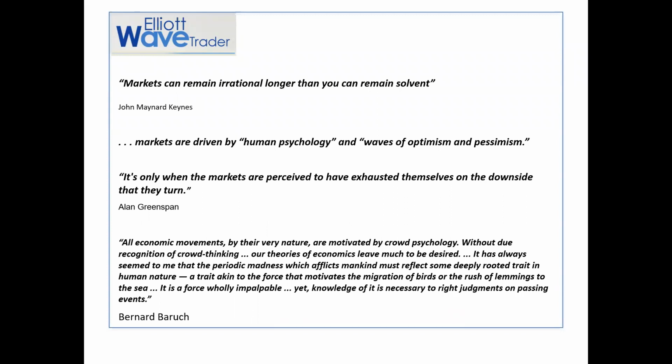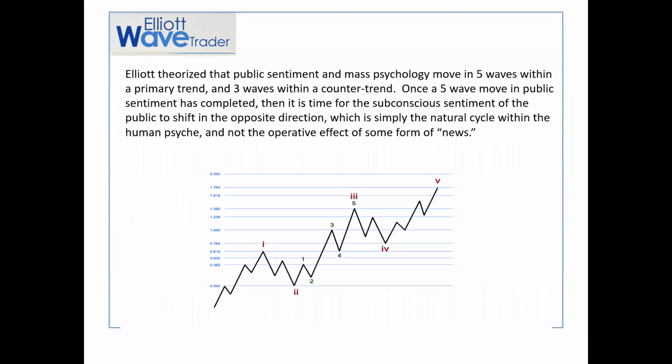Now, the full theoretical basis for what we now apply as the Elliott Wave principle had been fully developed and publicized at that point. Elliott theorized that public sentiment and mass psychology move in 5 waves within a primary trend and 3 waves within a counter trend. Once a 5-wave move in public sentiment has completed, then it's time for the subconscious sentiment of the public to shift in the opposite direction, which is simply the natural cycle within the human psyche and not the operative effect of some form of news.